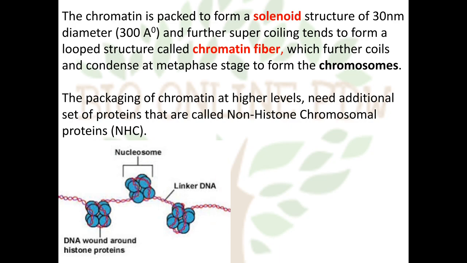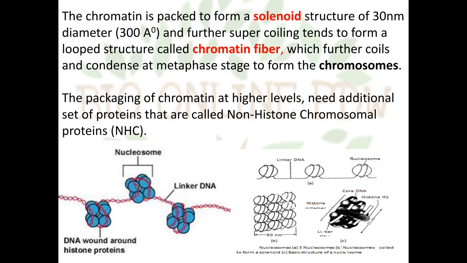Here you can see the blue colored histone octamers, which are also called nucleosomes, and they show the presence of pink colored DNA wound around histone proteins. The DNA which is present between two nucleosomes is called linker DNA. In the other diagram you can see again the linker DNA is present. The DNA which is wrapped around the nucleosome is called core DNA, and in the C diagram you can see the basic structure of a nucleosome again, where you can see the histone proteins and core DNA.